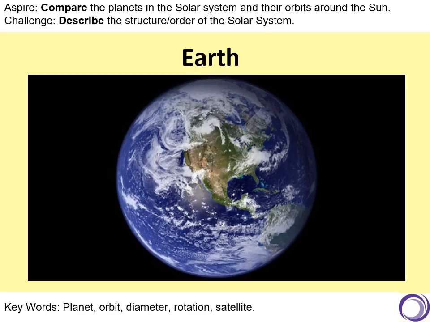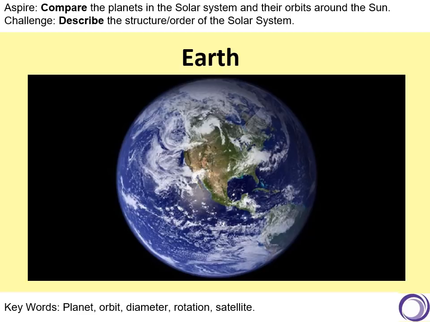The third planet in the solar system is Earth. So I'm sure we knew that anyway, but Earth is obviously rather special because we live on it. It is able to host life. Another name for the Earth is Gaia in the Greek.